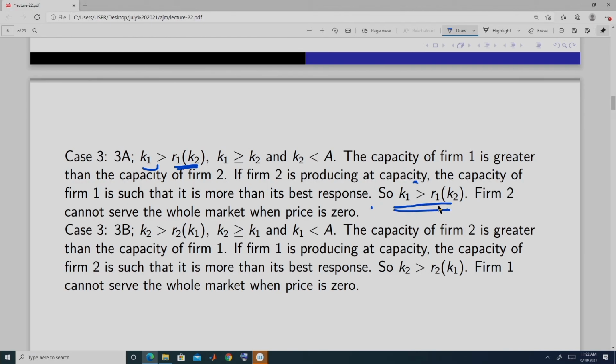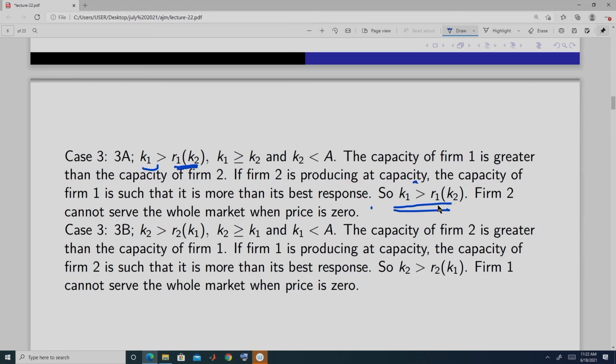Best response here means the Cournot reaction function, that we have already done in the Cournot section that we dealt with, and also I have derived it explicitly in the last class. And firm 2 cannot serve the whole market when the price is 0.